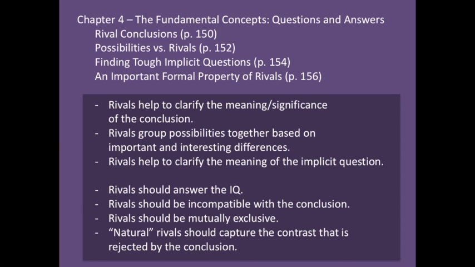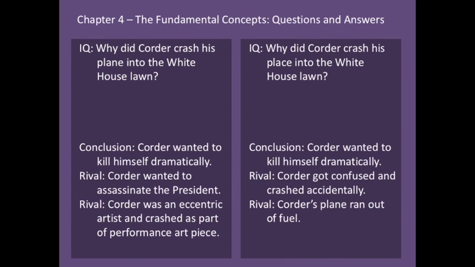Now, for one example of how rivals help us to clarify the meaning of an implicit question, let's look at this example. Here again, we're looking at the article about Frank Corder crashing his plane into the White House lawn. I've got two different possible interpretations here, or the beginnings of two possible interpretations. We're working with the same implicit question, but we've got different sets of rivals in each case.